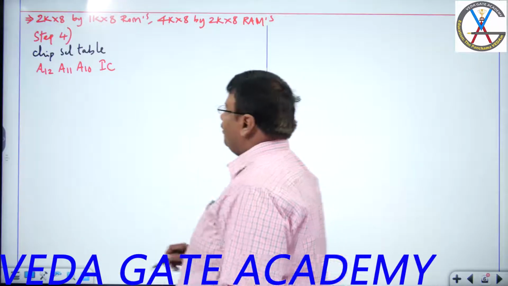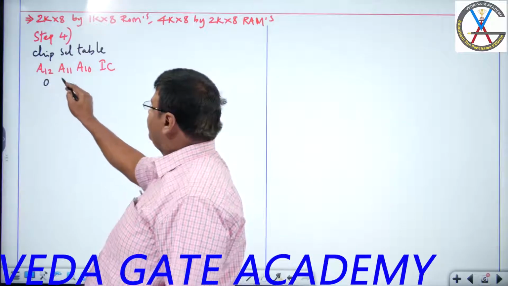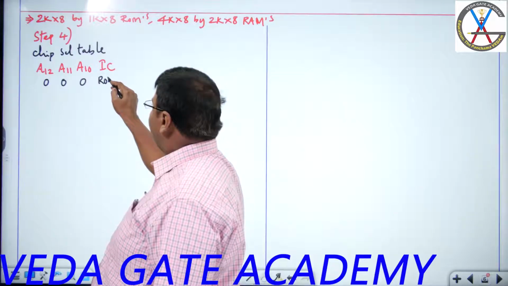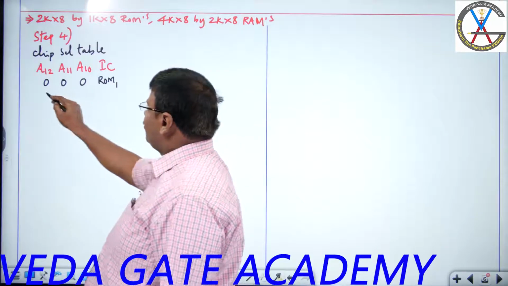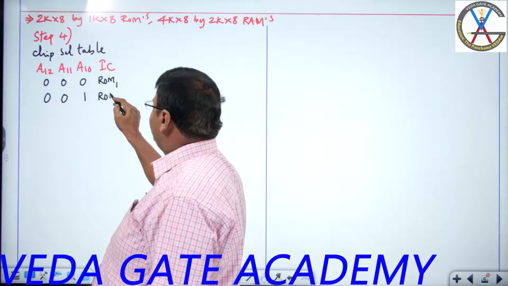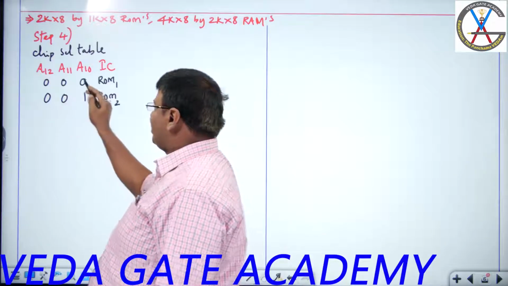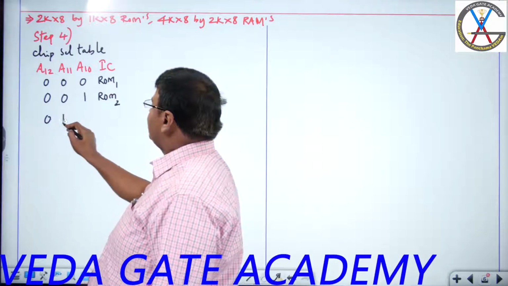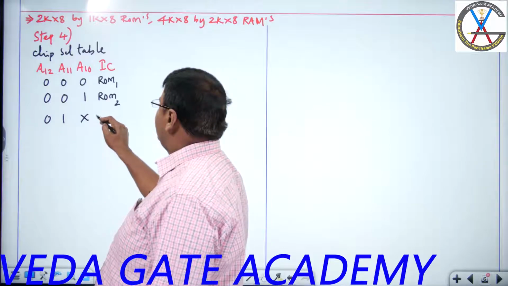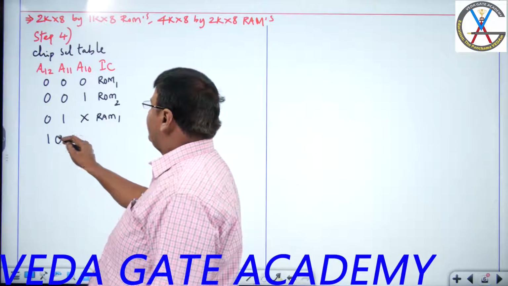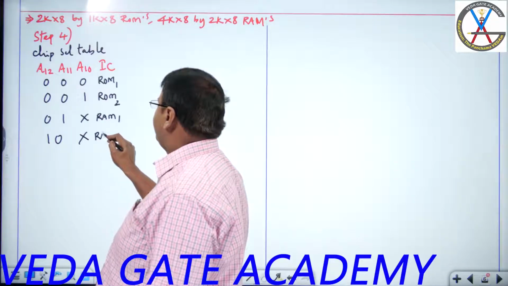Hope you remember. 12 and 11 being 00 with the 10th line 0 is ROM 1. 12 and 11 being 00 with the 10th line 1 is ROM 2. So 00 is constant, 10 0 is ROM 1, 10 1 is ROM 2. 0 1 of this, the 10th line is not bothered, RAM 1. 1 0 of this, the 10th line is not bothered, RAM 2.